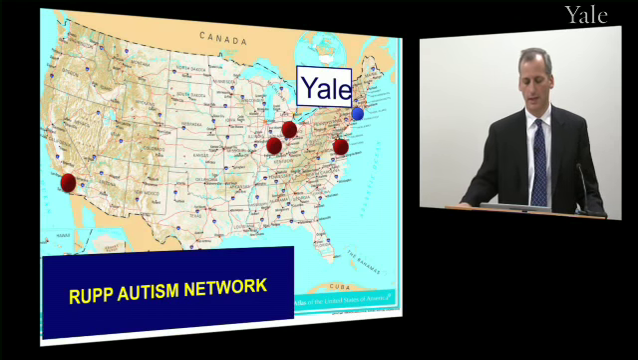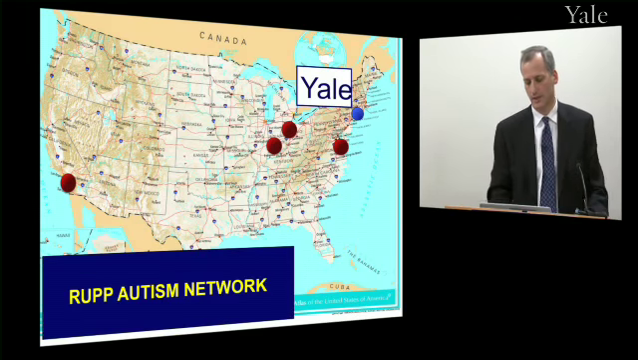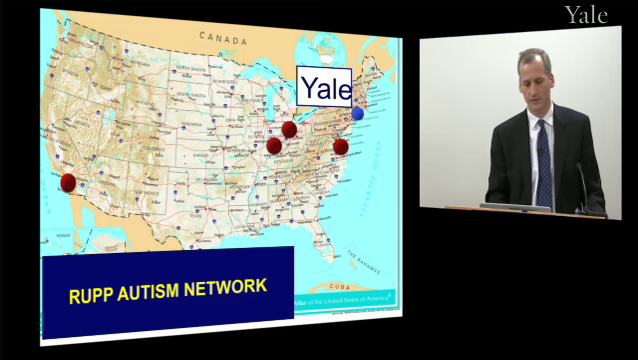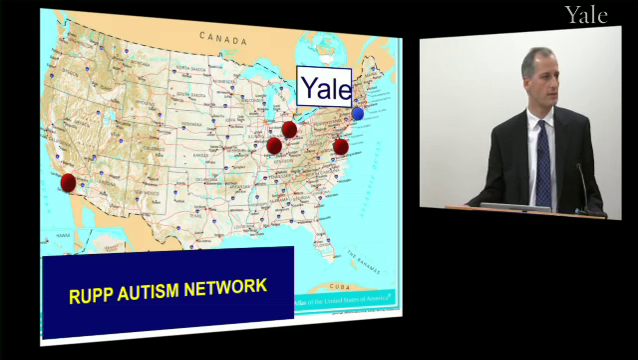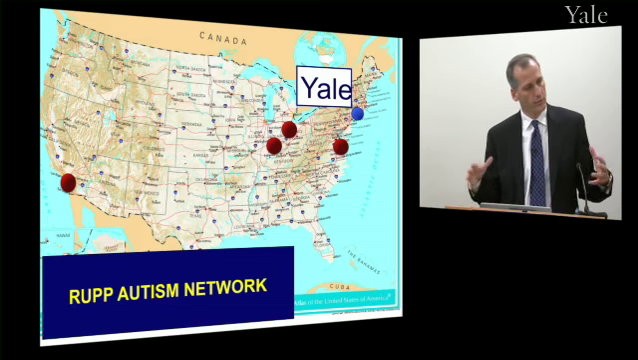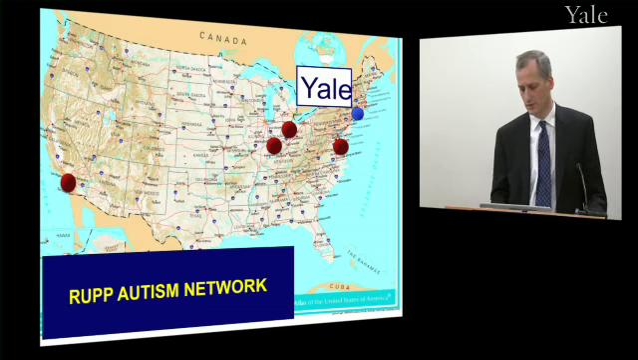This RUP study, RUP, by the way, stands for Research Units in Pediatric Psychopharmacology, and this network, again coordinated by Larry Scahill here at Yale, consisted of 4 other sites: UCLA, Indiana University in Indianapolis, Ohio State University in Columbus, and the Kennedy Krieger Center in Baltimore. And through these 5 sites, we were able to accrue sufficient individuals to do this study.